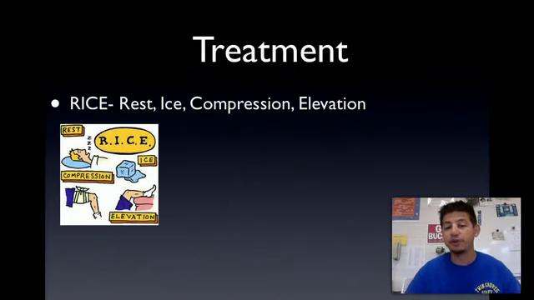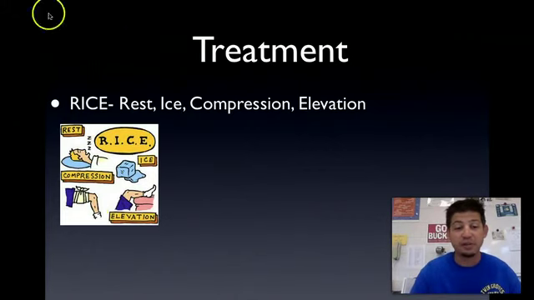So what do we do for sprains or strains treatment-wise? We like to use the acronym RICE. R for rest, I for ice, C for compression, and E for elevation. If you take a look at the picture here, it's a great example of what it looks like. Rest, ice, compression, and then elevation.